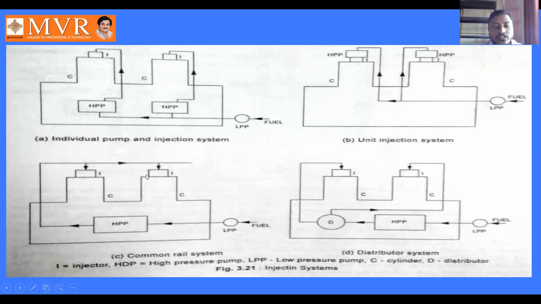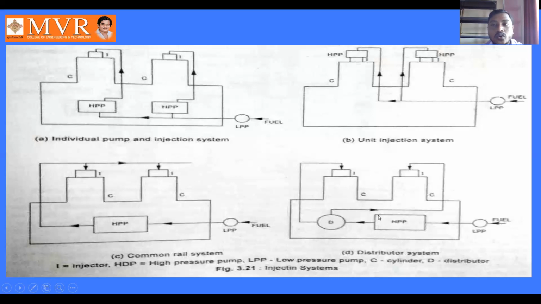And coming to the distributor system, how we distribute the fuel is the same as in the individual pump, unit injection and common rail systems. In the distributor system also, we send the fuel from the low pressure pump to the high pressure pump, and from the high pressure pump into the distributor system. In the common rail system, the fuel is sent from the high pressure pump directly to the first fuel injector, and thereafter to the second fuel injector.